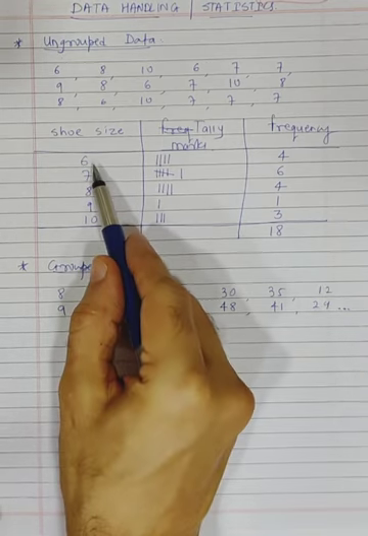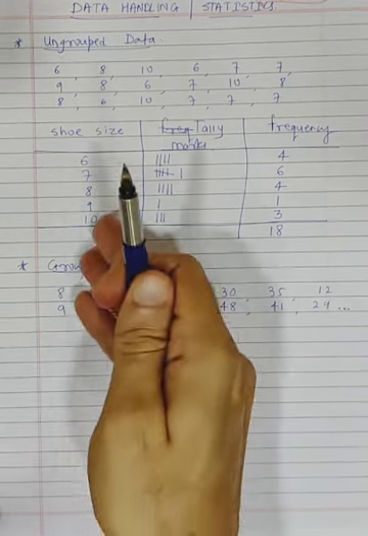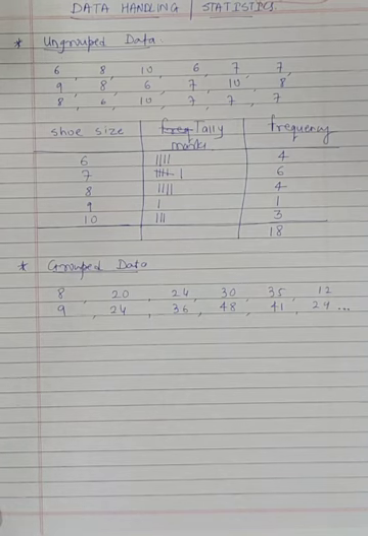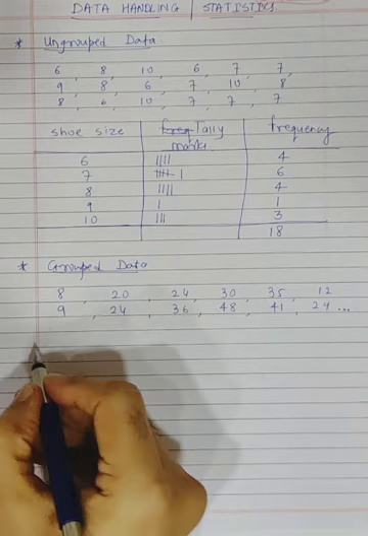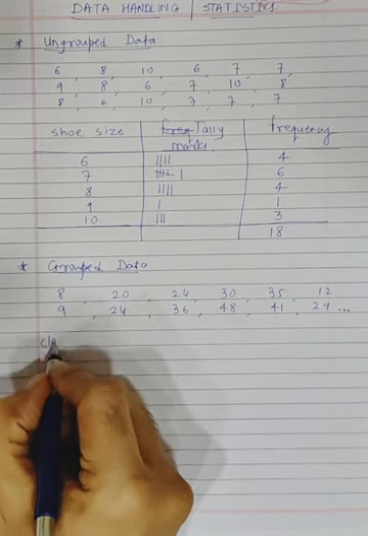Now I cannot make columns like this: 0, 1, 2, 3, 4. You'll have 50 rows, and it will be more of a harassment. I mean, there's no point doing this kind of grouped data. So in these problems what we do is make use of class intervals.